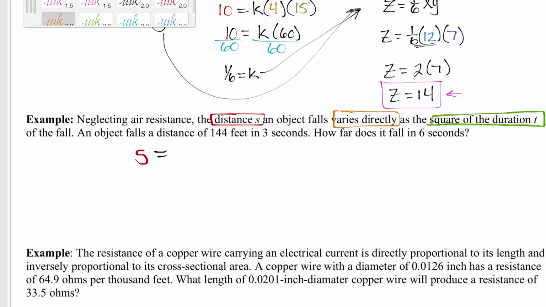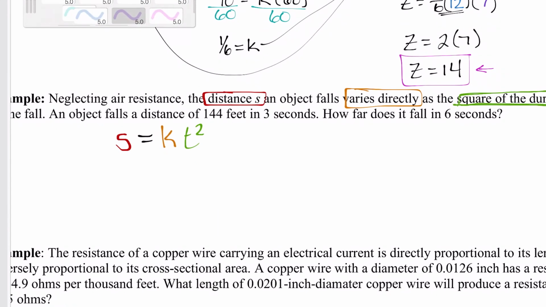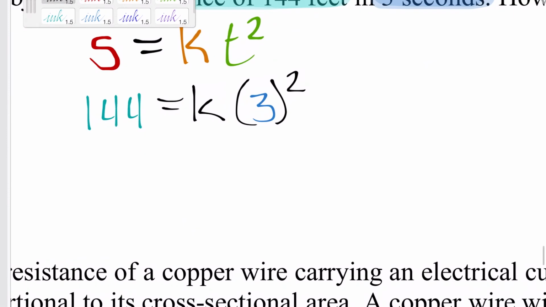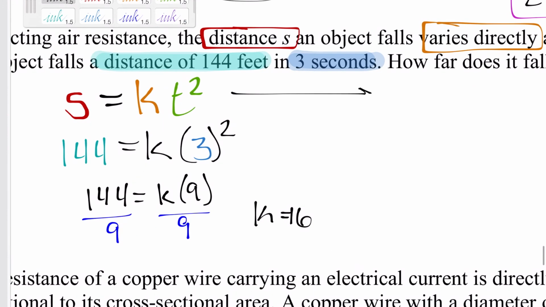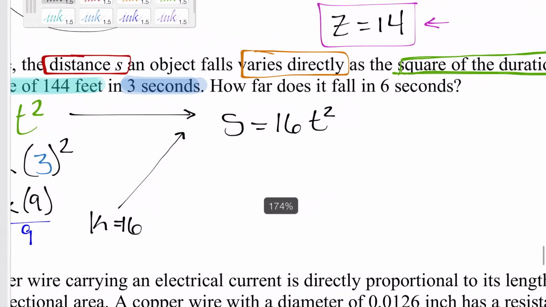And then because it varies directly, then k is going to be multiplying with the square of t, so t squared. And so they told me here, after I complained about many things, because that is what I do, they told me that it fell a distance of 144 feet in 3 seconds. So they've told me a distance and they've told me a time, so I can figure out my constant of variation. So now I can do some solving and stuff. So now I know my constant of variation.